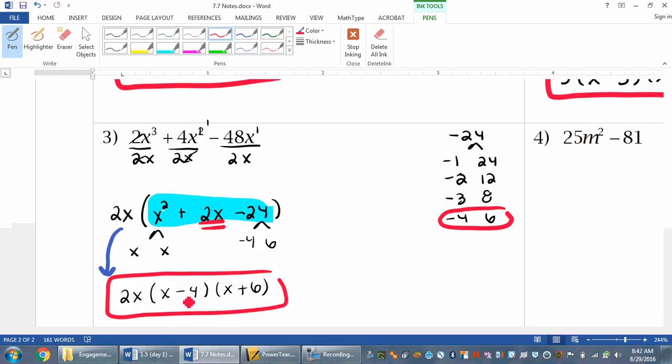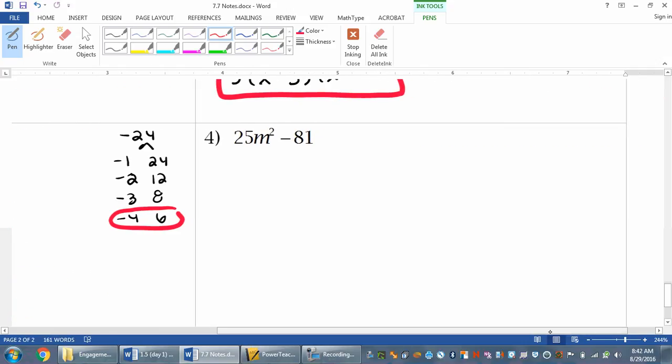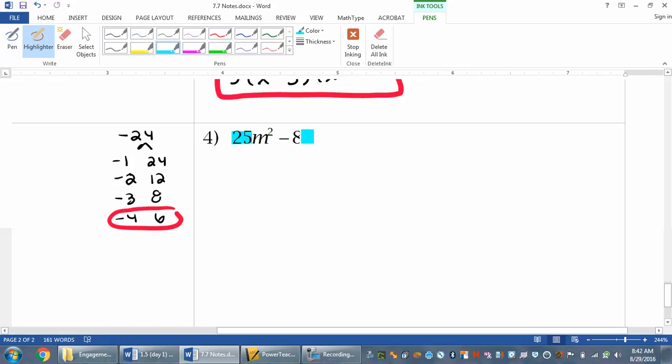All right, and lastly, let's continue on to example 4. Again, you should always check for a GCF, but there's not a number that goes into both 25 and 81. But you should recognize that 25 and 81 are perfect squares. 25 is a perfect square because 5 squared is 25. 81 is a perfect square because 9 squared is 81. So this is just a difference of two perfect squares.